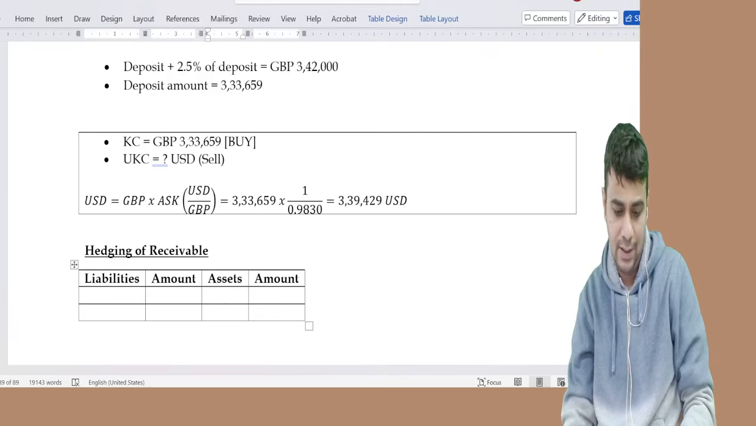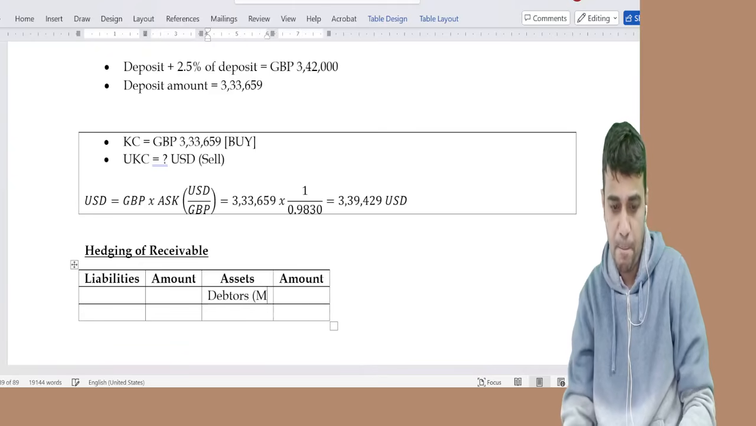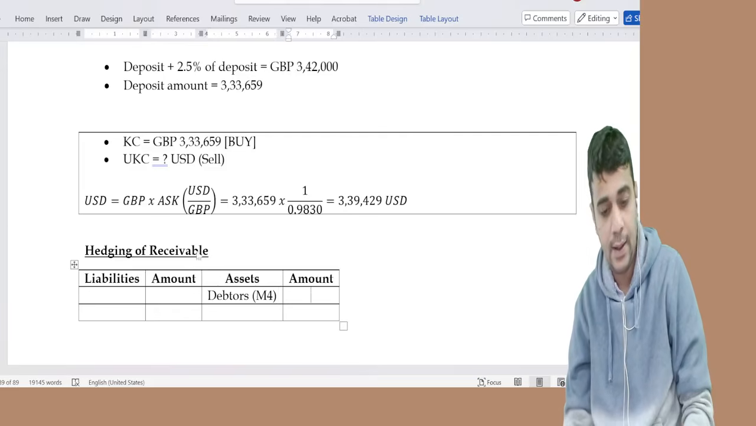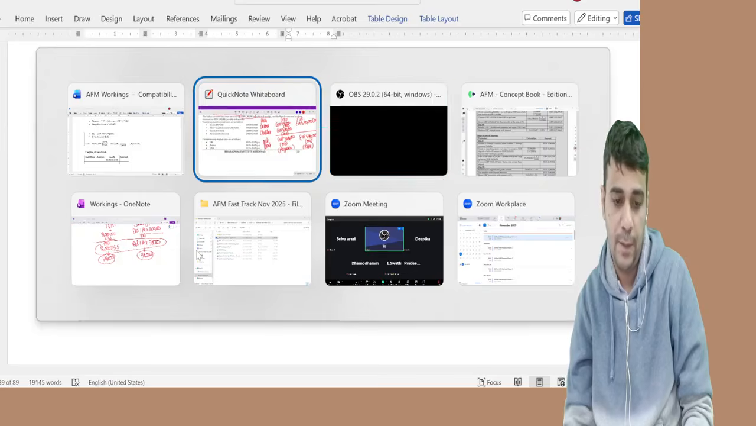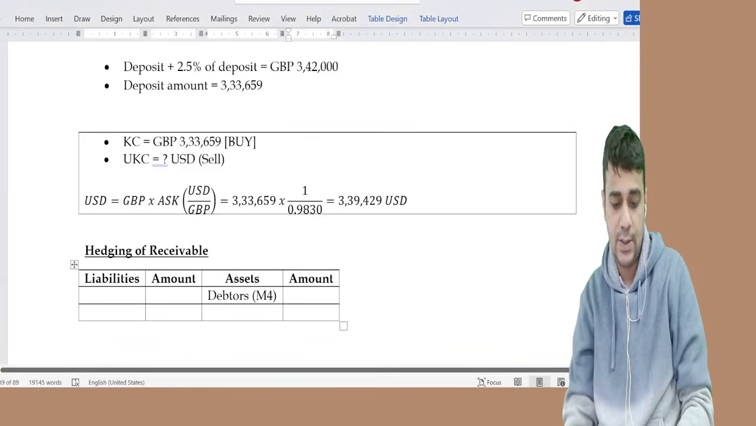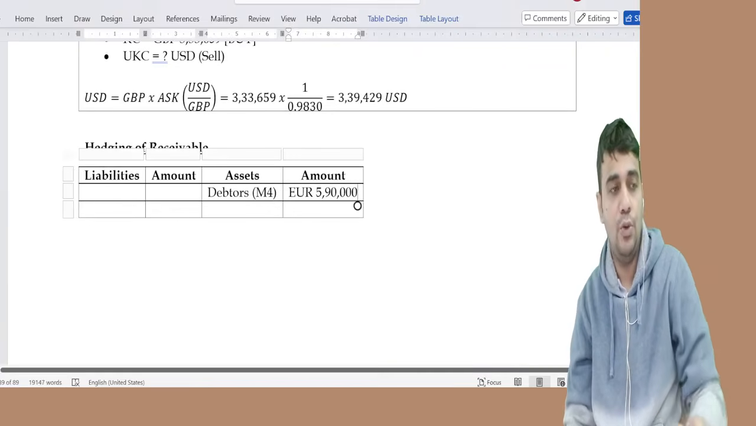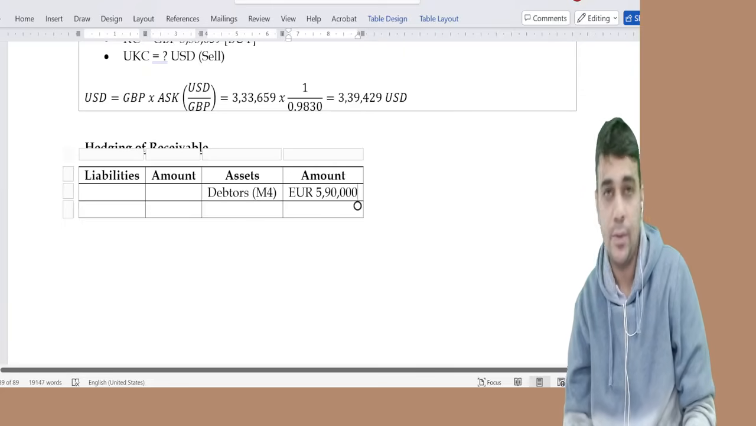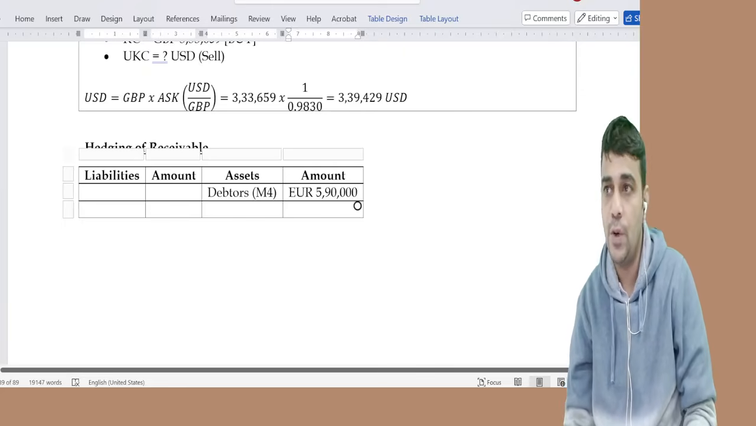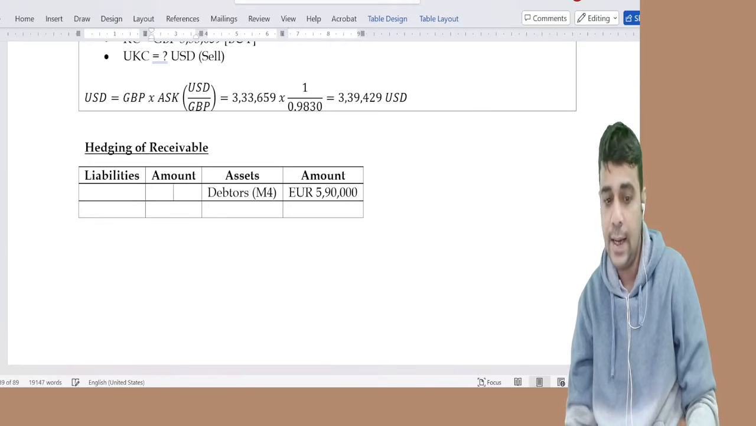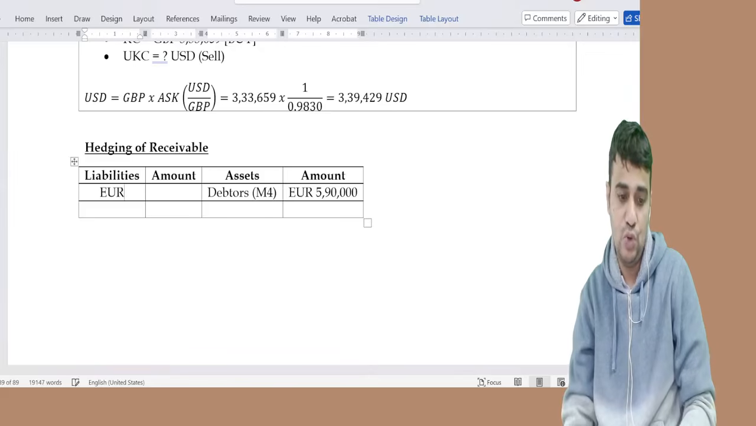I have a debtor in euro. Debtors, which is month 4. If you make mistakes, then you can correct. Euro 5 lakh 90. Against this debtor, a euro loan.